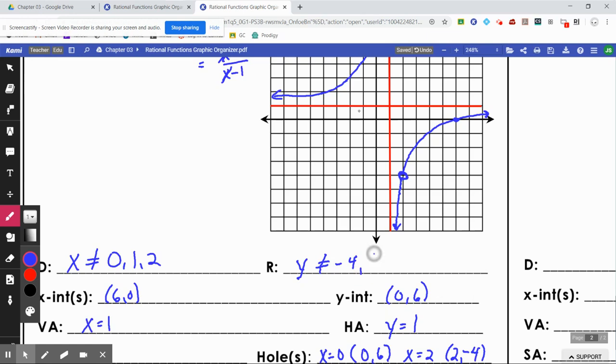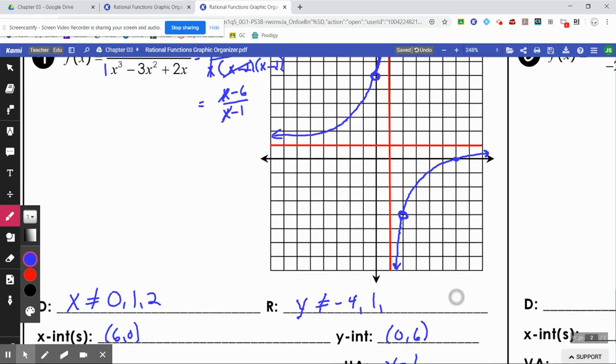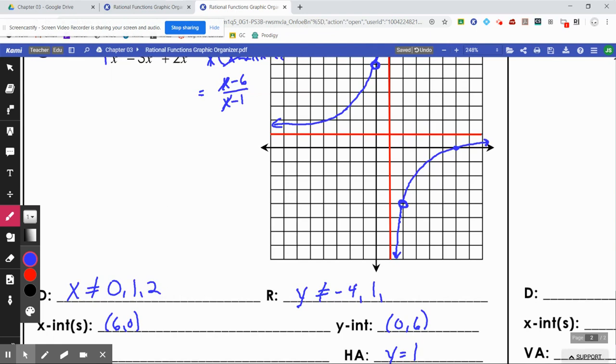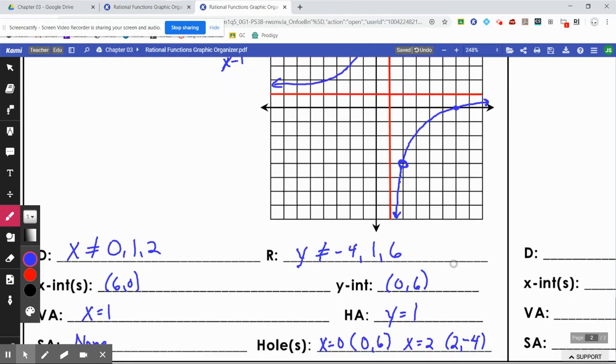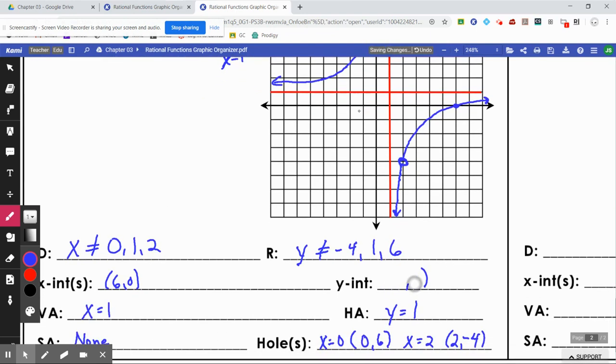y will never equal 1 because of your horizontal asymptote, and y will never equal 6. So therefore, down here where I put a y-intercept of (0, 6), since (0, 6) is not a point on your graph, it will not have a y-intercept.